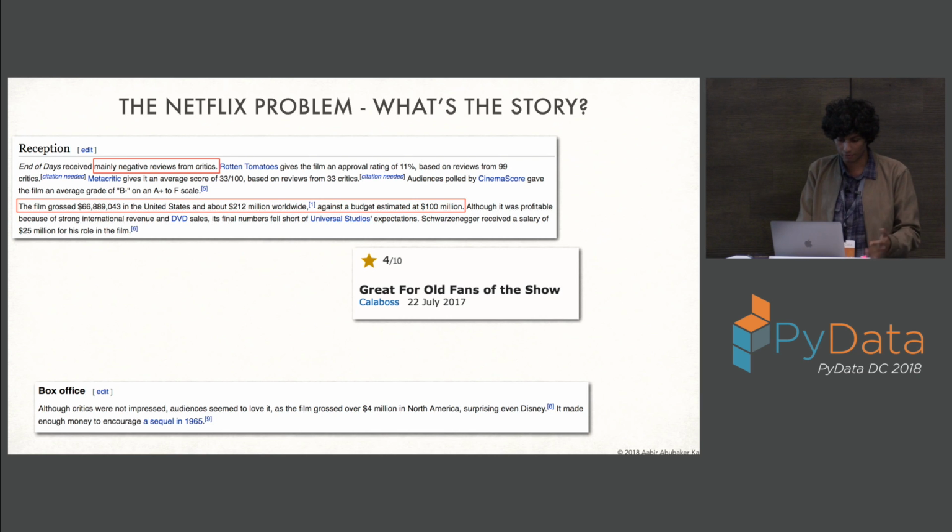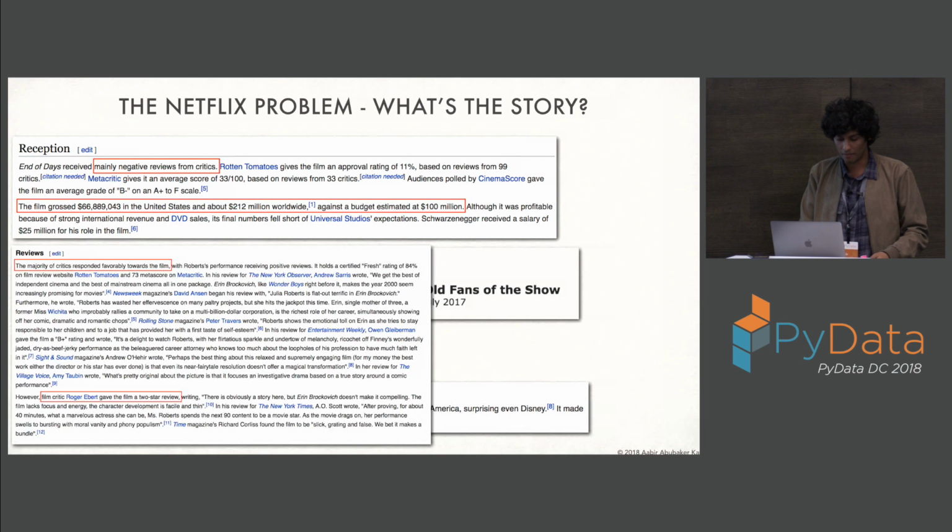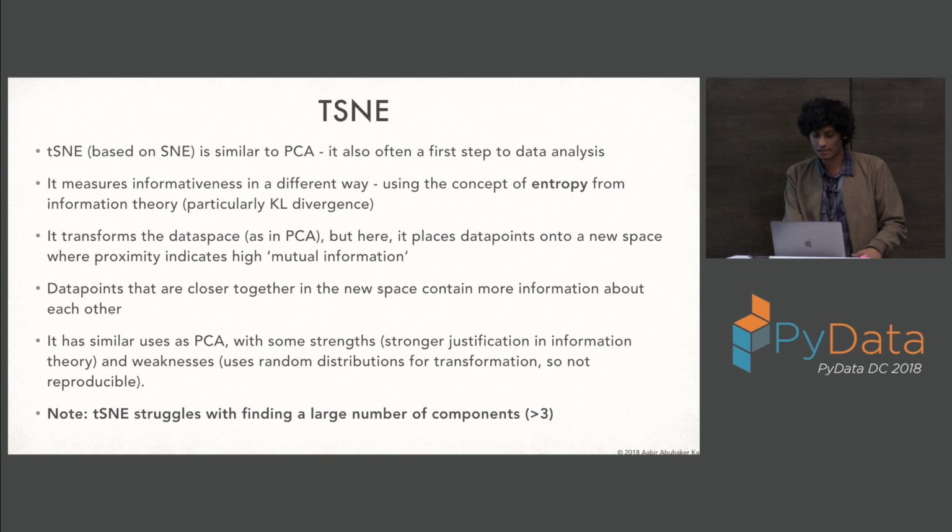Mainly negative reviews from critics, but 66 million. That's nice. The majority of critics responded favorably, but Roger Ebert hated it. So that's really the story that PCA unearths in your data set. It helps you not just maybe find the right feature, which I wouldn't honestly recommend if you're putting something in production, but it helps you understand your data. It helps you get science and understanding and knowledge from your data.